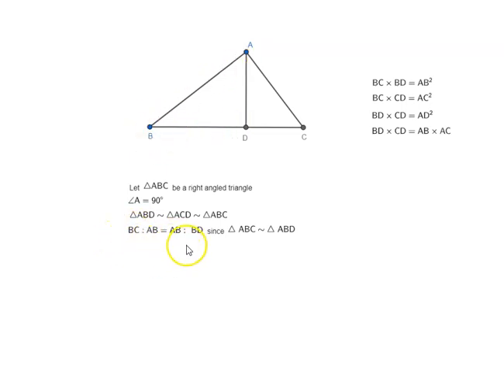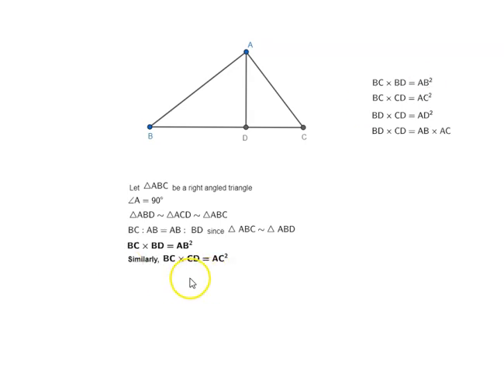Since we have this proportion, we can take the product of the extremes and product of the means and they will be equal. So this becomes BC by BD is equal to AB square. The way we have to read this is that the rectangle BC by BD is equal to the square on AB. So that is our first statement.